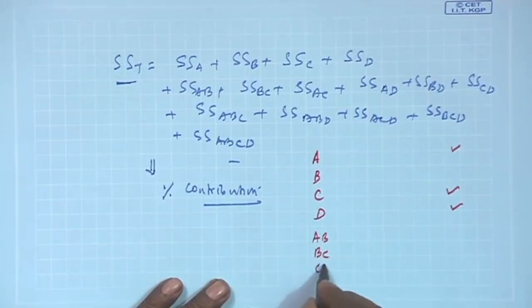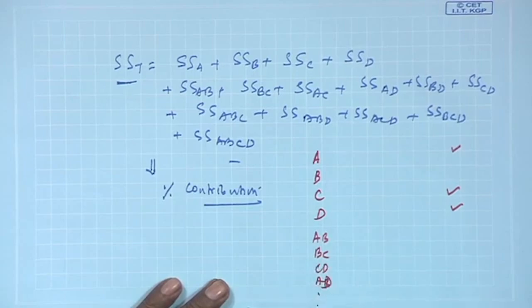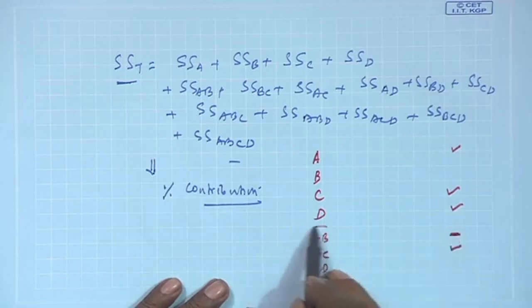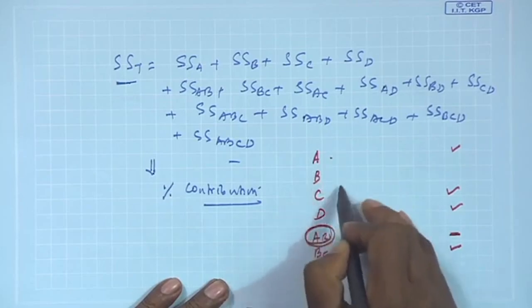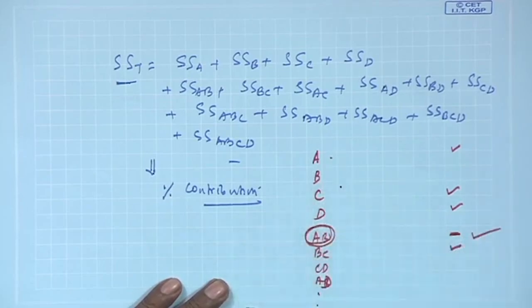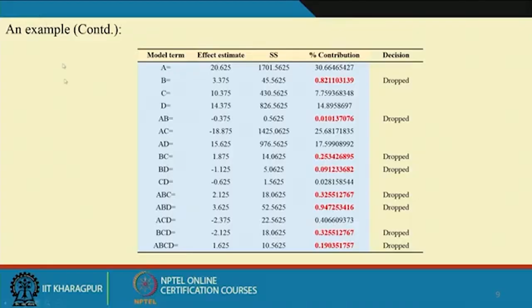So, then AB, BC, CD, AD, like this. Here you find out which are contributing, those contributing, keep, but if the contribution is low but both its primary main effects are still significant, then that also you keep. So, in that sense we have gone. It is always advisable that higher order interactions should be dropped, provided there is significant evidence that if you drop them, you will not finally land in a wrong model.